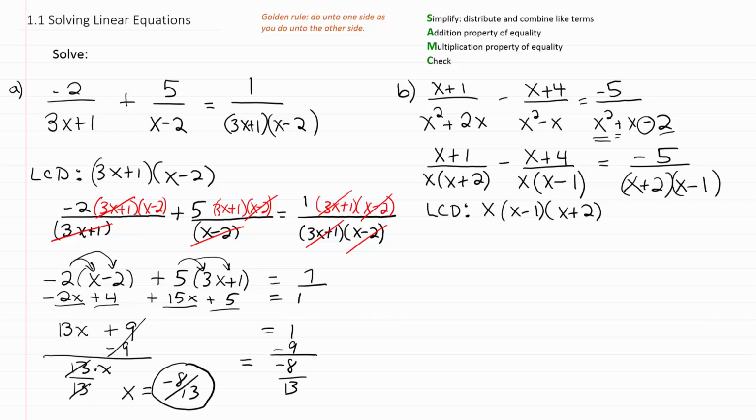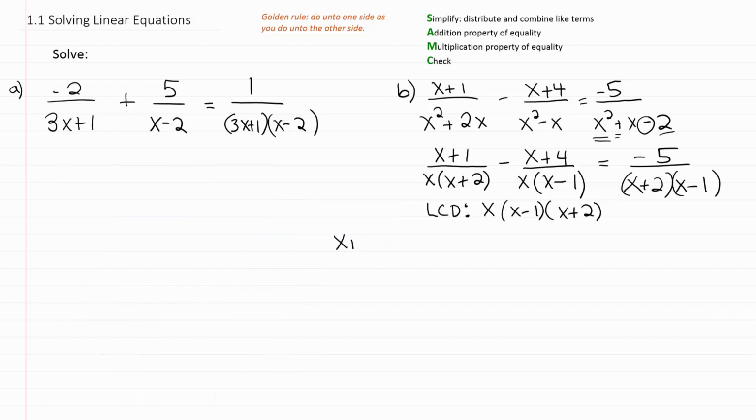Now you want to rewrite your equation, leaving space in the numerator so you can fill in this LCD in each numerator. Okay, so we'll have x plus 1, give some space for that LCD, and then you'll have x times x plus 2 in the denominator, minus x plus 4, again, give yourself some space, and you'll have in the denominator x times x minus 1.